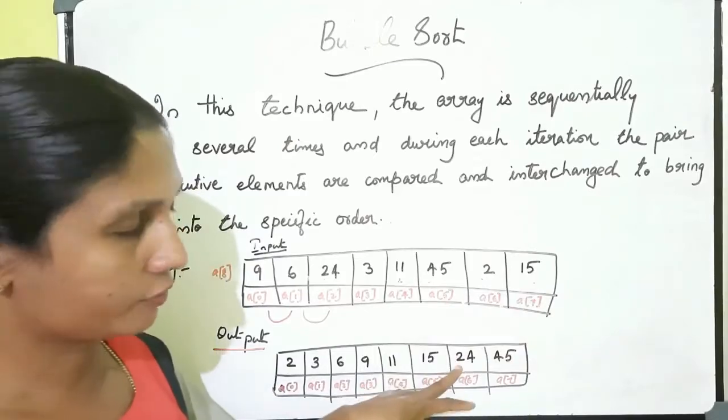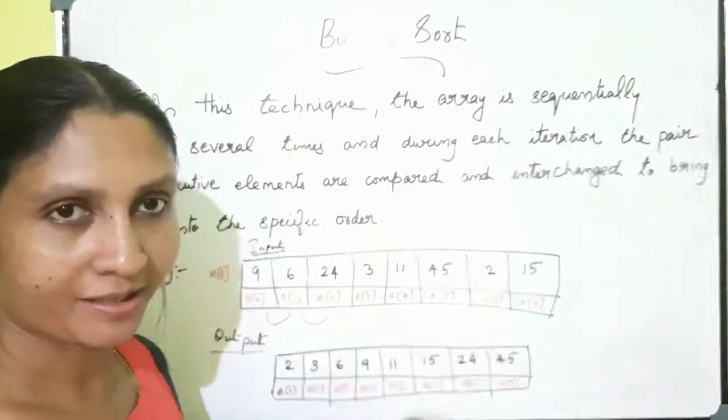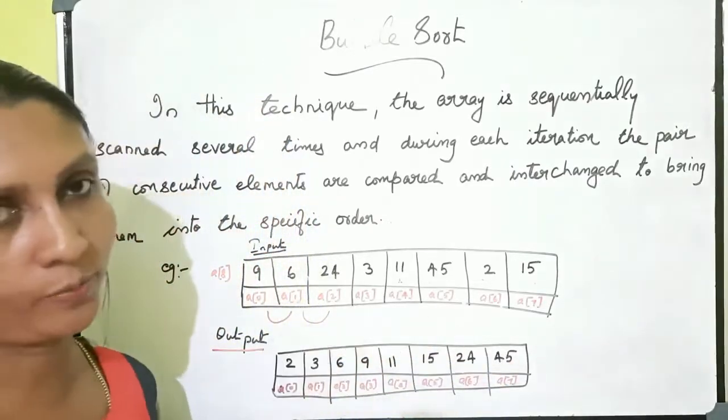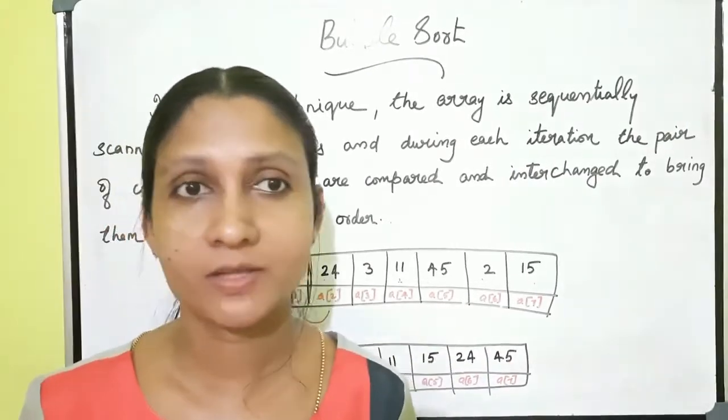The next step, 24 will come here. The next step, 50 will come here. Like this way, it will be sorted. Understood? At last you will get this output. And how can you do this easily? With the help of a program.